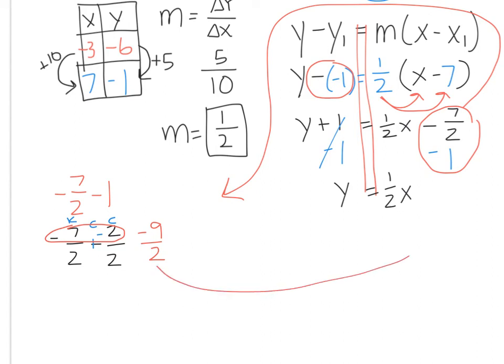I'm going to bring that back to my equation, and I have -1/2 x minus 9 over 2. In slope-intercept form, fractions, improper fractions, are just fine. That is my final answer.